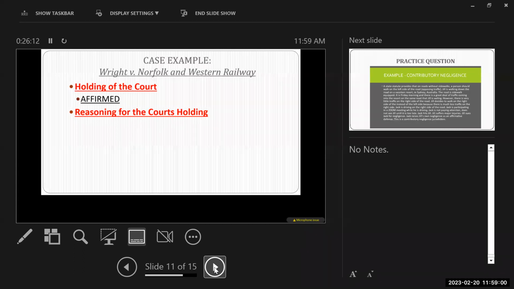What was the holding of the court? The holding of the court affirmed the trial court. So the Supreme Court affirmed the trial court's decision in granting the motion to set aside verdict, rendering the plaintiff's award null and void.